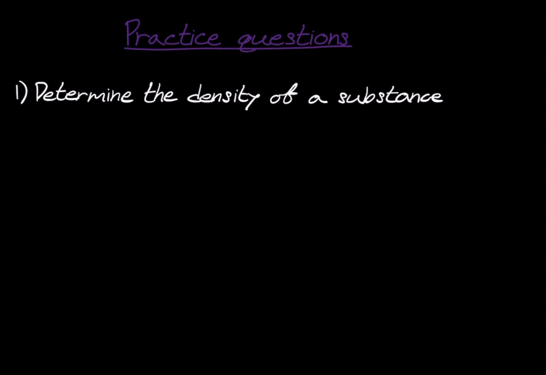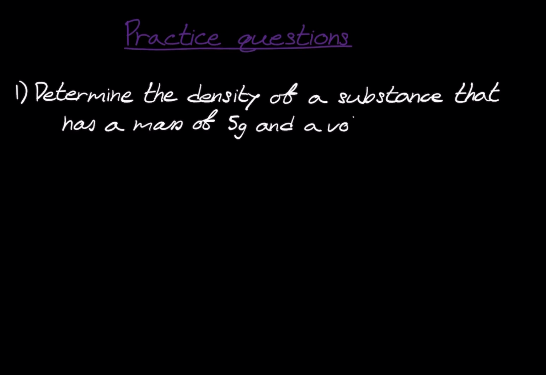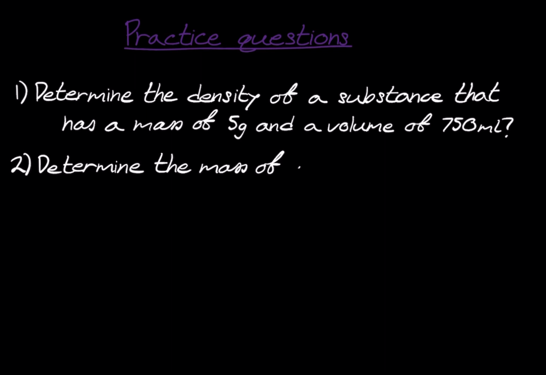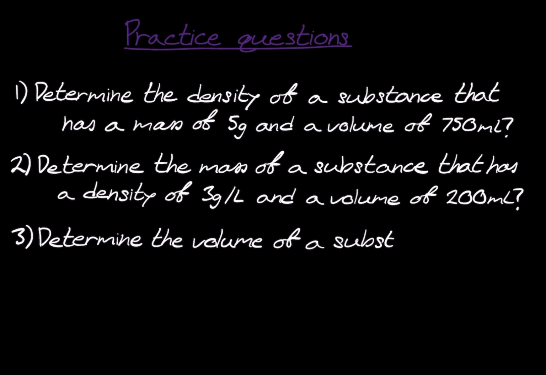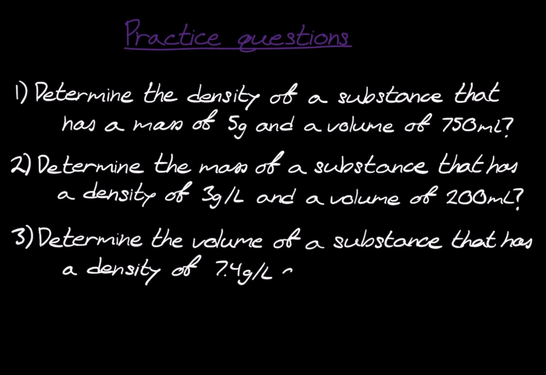Now here are some practice questions. Number 1, determine the density of a substance that has a mass of 5 grams and a volume of 750 milliliters. Number 2, determine the mass of a substance that has a density of 3 grams per liter and a volume of 200 milliliters. And number 3, determine the volume of a substance that has a density of 7.4 grams per liter and a mass of 28 kilograms.